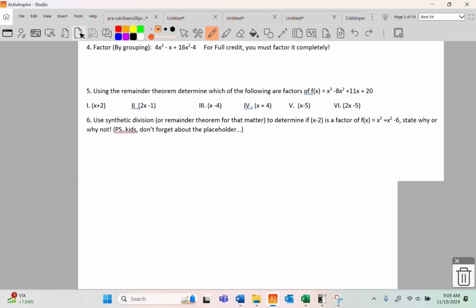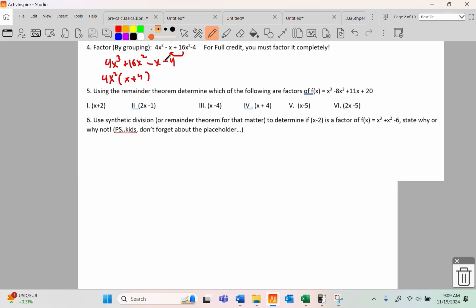Now, what's different about this one, apparently I had a pretty good group of kids with me that year, is I had it out of order. It was not in standard form. So I'm going to move things around. Both pieces contain a 4x squared. And if I pull a 4x squared, I have an x plus a 4 left.